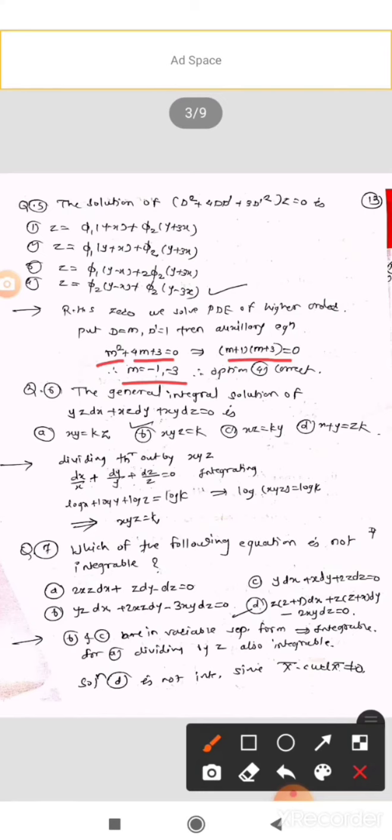Observe the options. In option 1, minus 3 is absent. In option 2, both minus 1 and minus 3 are absent. Also in option 3, minus 3 is absent. Therefore option 4 is correct.